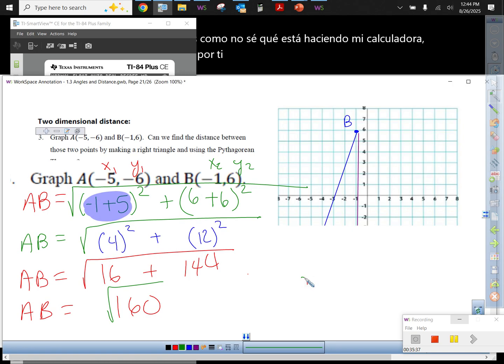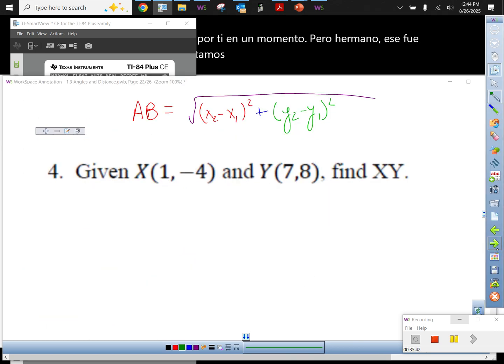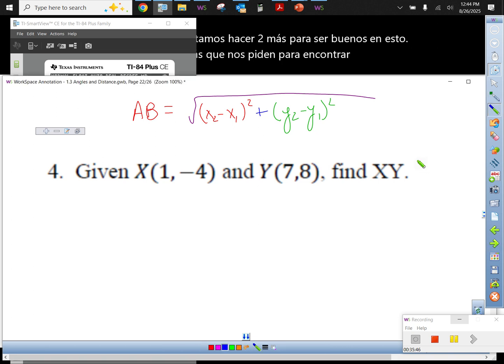But bro, that was only one example. We need to do two more to get good at this. So here's two more that they ask us to find the distance from. Can you even see that? That's so new. Are you cool that that's what the question asked you? They said find x, y, but that's you reading it in English. If you read it in math, it says find the distance from x to y. Are you with me on that? That's the hardest part. I don't even know what they want me to do, right? Find the distance from x to y.